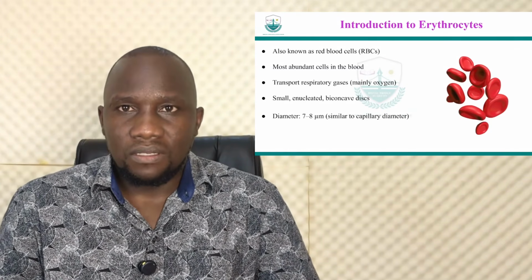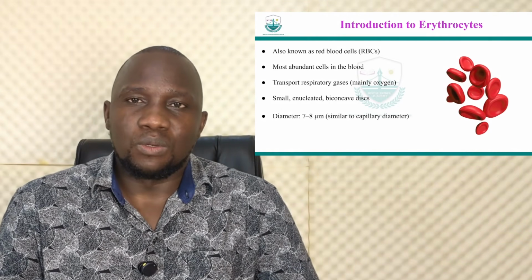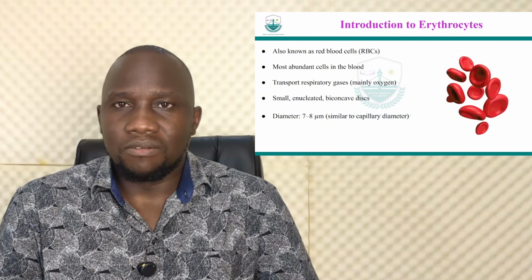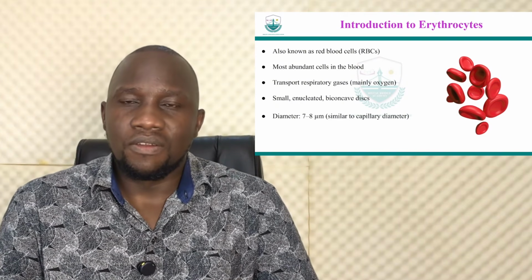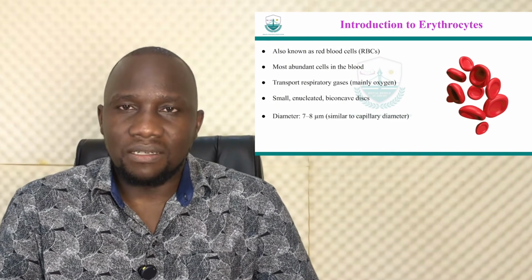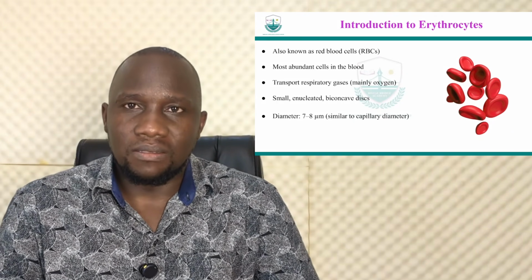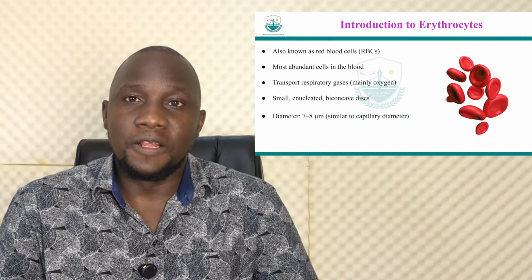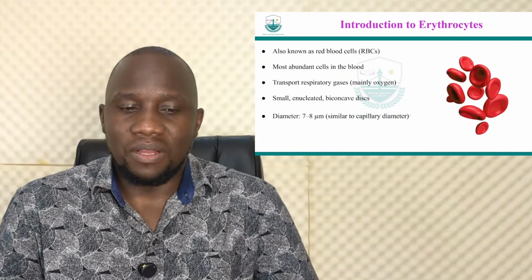First, the red blood cells can also be called erythrocytes. We can also usually say RBCs, but basically these are red cells. So we can use three names: red cells, red blood cells, or erythrocytes. They are the most abundant cells in the body, meaning that they are very many in the human body. They are in millions and millions.